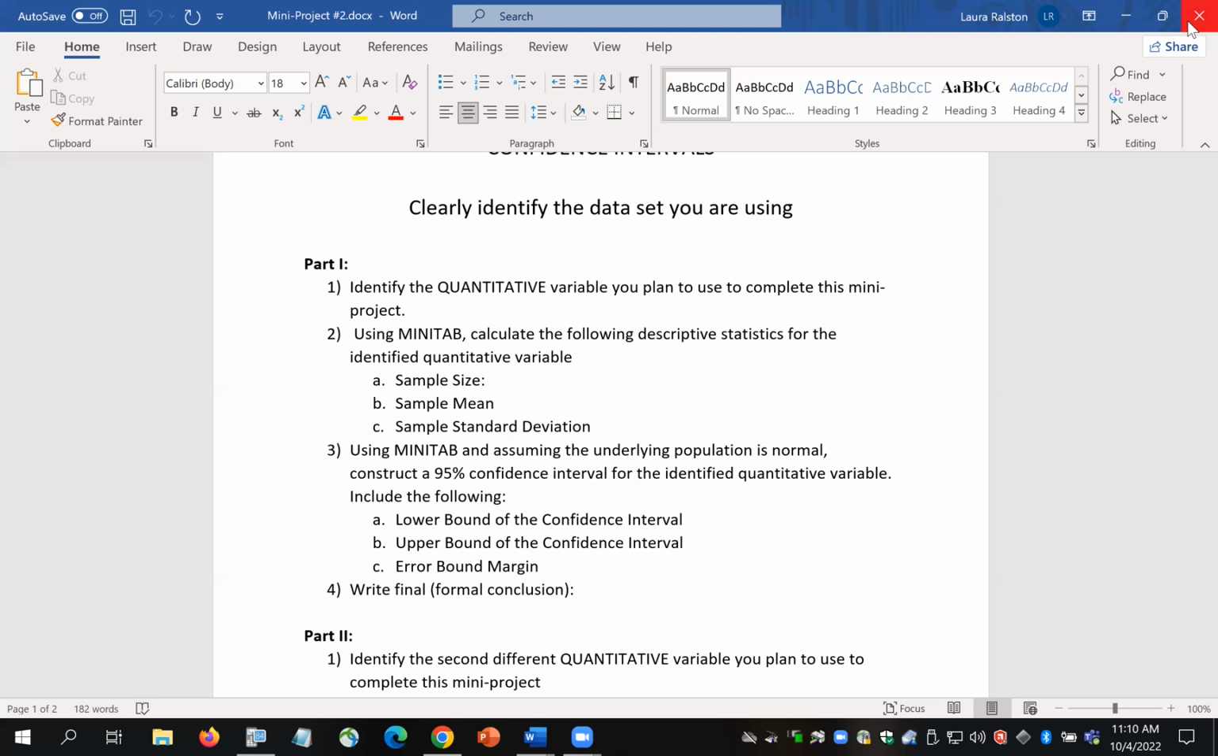Okay. Does anybody else have questions related to the mini project? If you all do feel like the instructions are unclear or misleading, I can try to elaborate here in this venue. You basically do the same thing twice with 2 different quantitative variables.